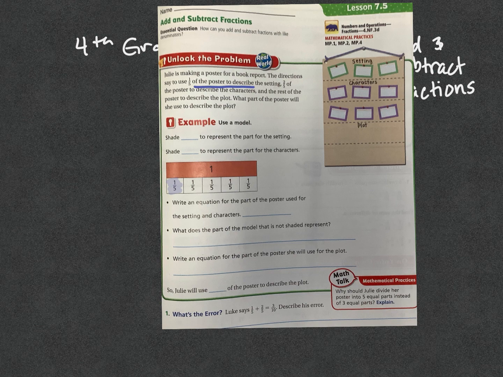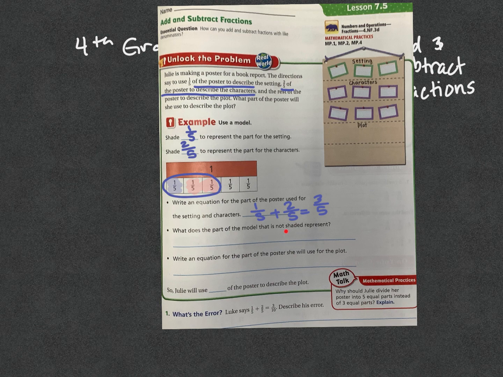Then we will shade 2/5 of the poster to describe the characters. So 2/5 for the characters, 1, 2. So we shaded 1/5 for the setting, 2/5 for the characters, and then write an equation for the part of the poster used for setting and characters. Well, we did the 1/5 for the setting and added to it 2/5 for the characters. So as an equation, that would be 1/5 plus 2/5, and that equaled 3/5.